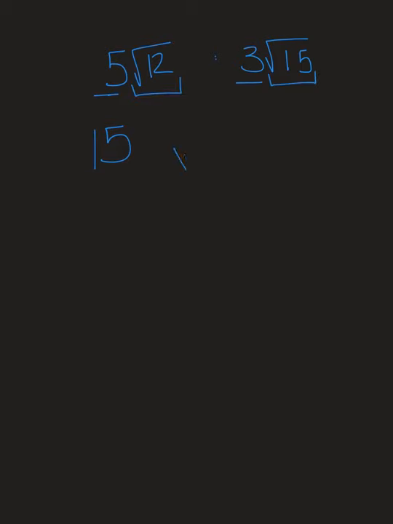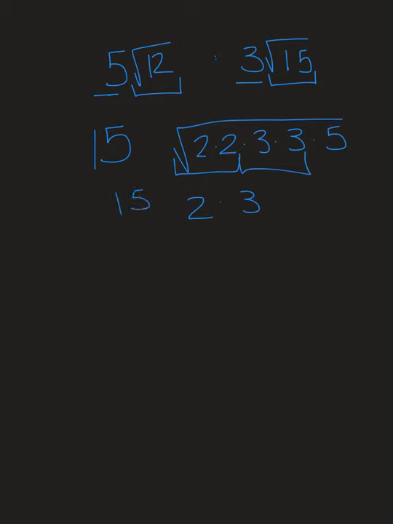Well, I know when I break 12 down, the prime factorization of 12 is 2 times 2 times 3. The prime factorization of 15 is 3 times 5. Well, the square root of 2 times 2 is 2. The square root of 3 times 3 is 3. And the 5 is left over. So this ends up just being, when I multiply those all together, 90 root 5.